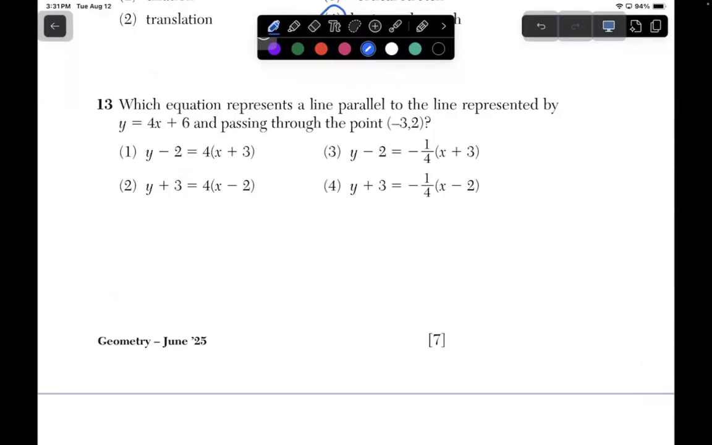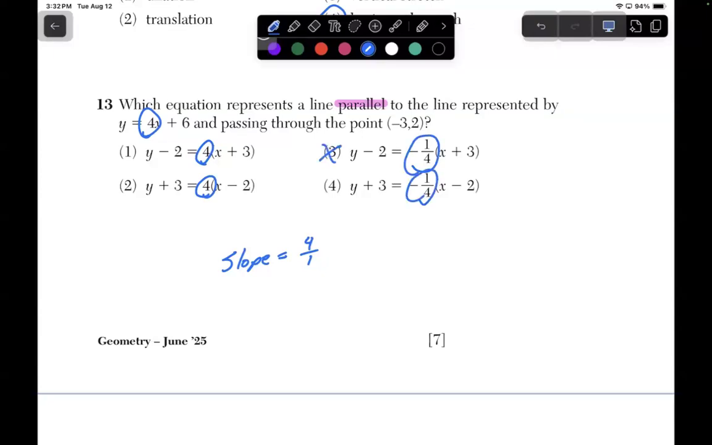Which equation represents a line parallel, important, to the line represented by the equation y equals 4x plus 6 passing through the point -3, 2? So the first thing you need to do is think about the slope. The slope in this case is 4 over 1, or 4. So a parallel slope is going to have the same slope. These are all in point slope form. So these are the slopes.